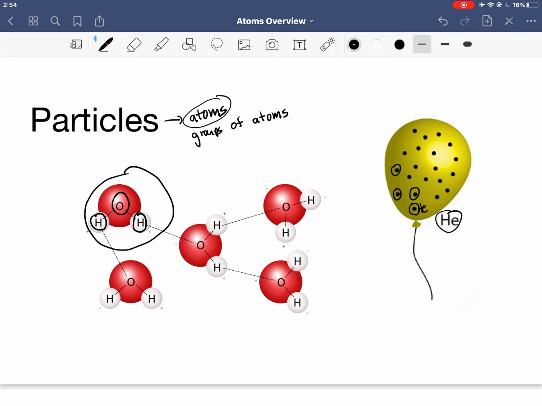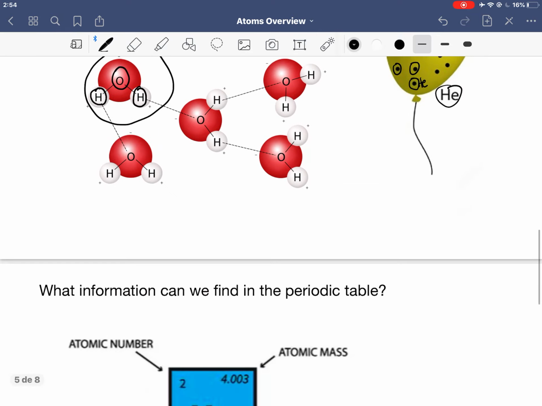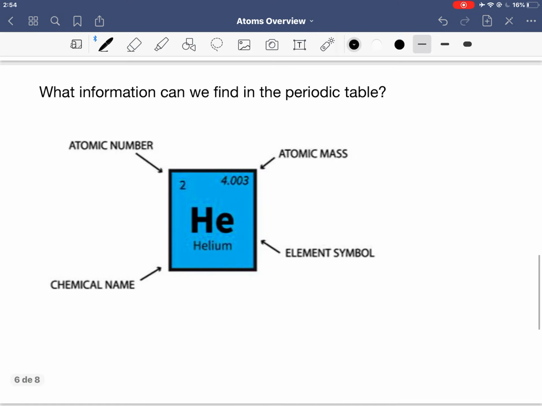It's just a little bit more in depth to something we already saw, to the particles that we actually already saw. So, thinking about that periodic table that we saw and elements and atoms, I'm wondering what information can we find in the periodic table that might be helpful to us? Well, we can find the element symbol right there in the middle, and all periodic tables should have the element symbol.